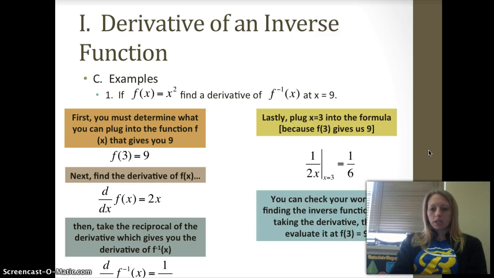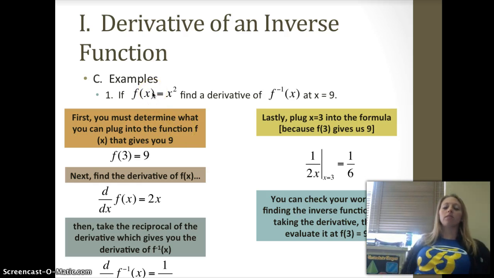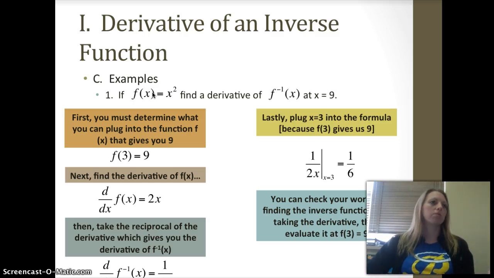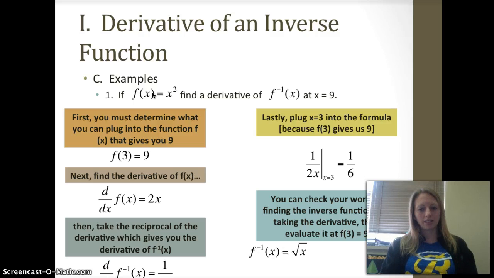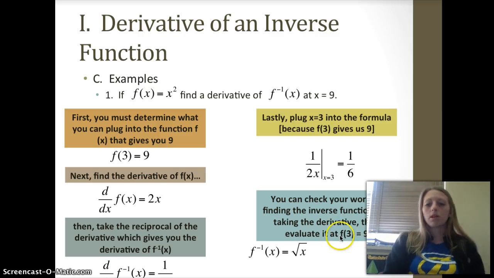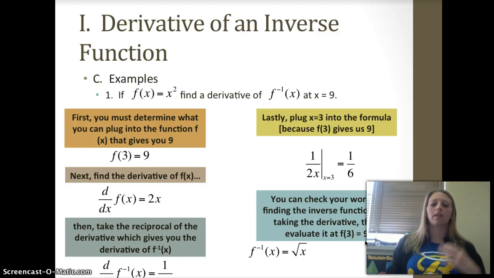I'm going to show you how to check your work quickly. So you can check your work by finding the inverse function. So if I have y equals x squared, the inverse is x equals square root y, and then remember you flip the variables back, so it's y equals square root x, which is f inverse of x equals square root x, and then take the derivative and evaluate it at this spot. But remember, we are plugging in 9 because we flipped it, we've switched it. So instead of plugging in 3 to your equation, you're plugging in 9.